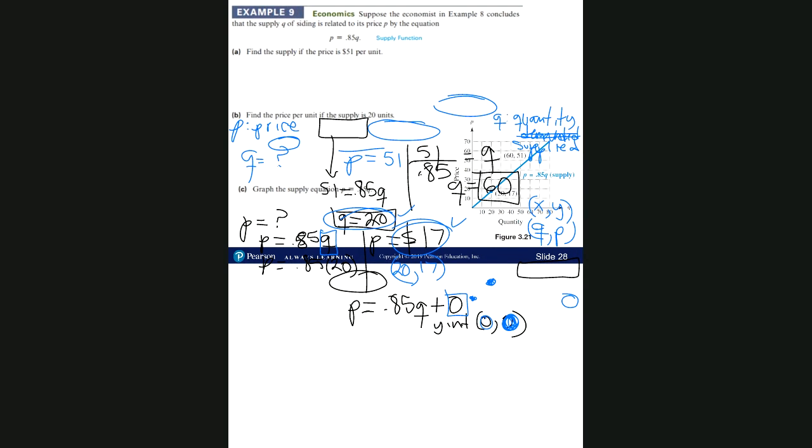Now, if we look at part A, we have Q equals 60 and P equals 51. So the point there would be (60, 51), and we can see that point right here. And remember, to graph a line, whether it's on paper or on my math app, all you have to do is plot 2 points and then connect them with the graphing line tool. So let's move on to the next slide.